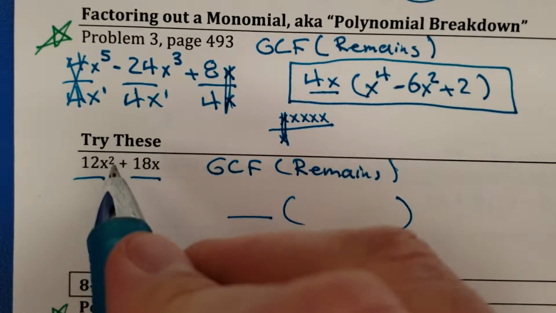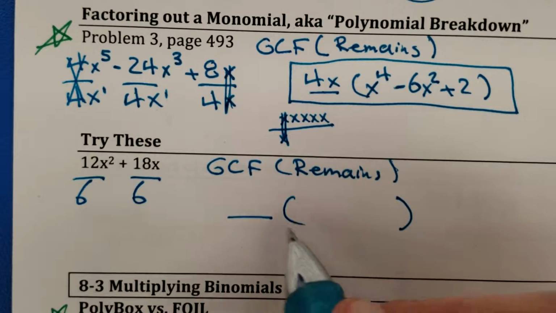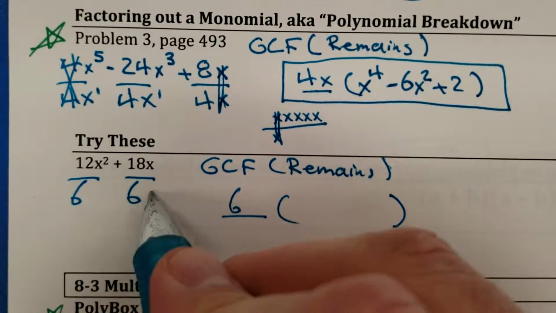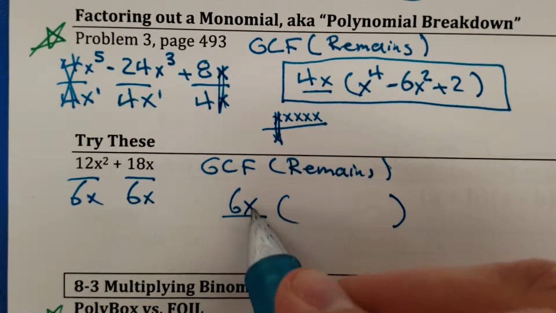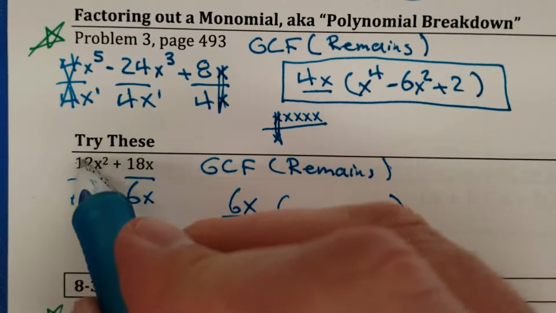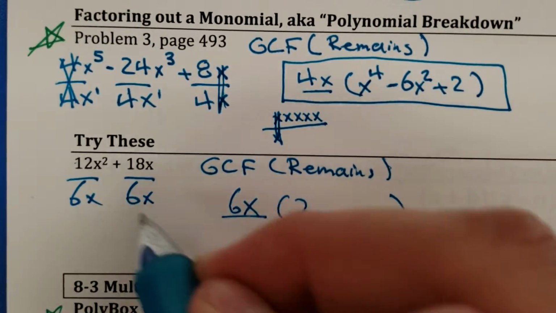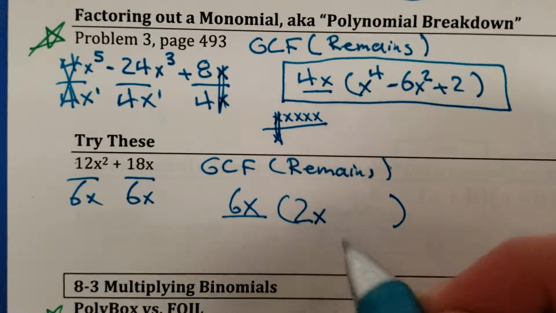Okay, 12, 18. The most I can take out is a 6. X squared, X, the most I can take out is an X. There we go. So then physically do the divisions. 12 divided by 6 is a 2. X squared divided by an X would be a single X left over.